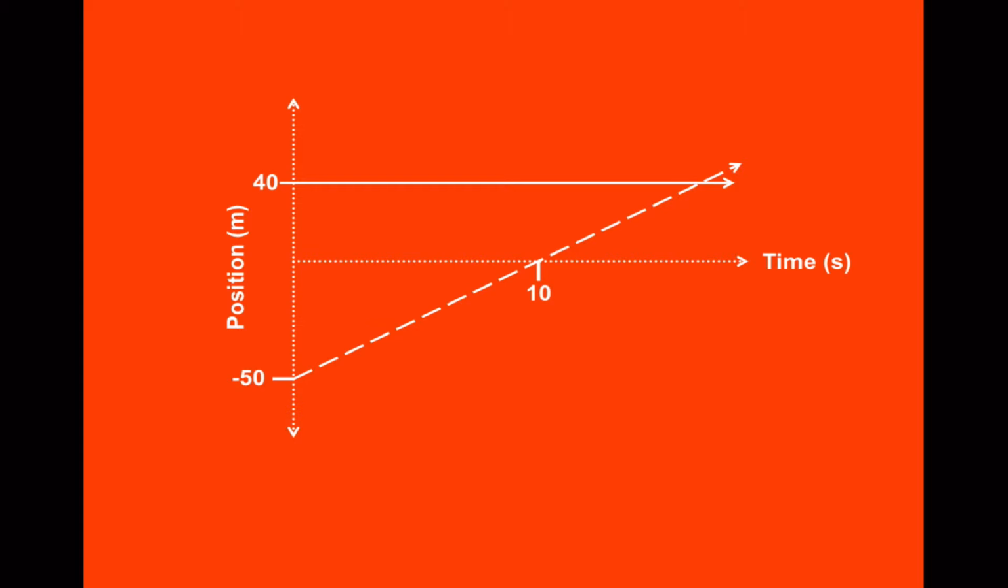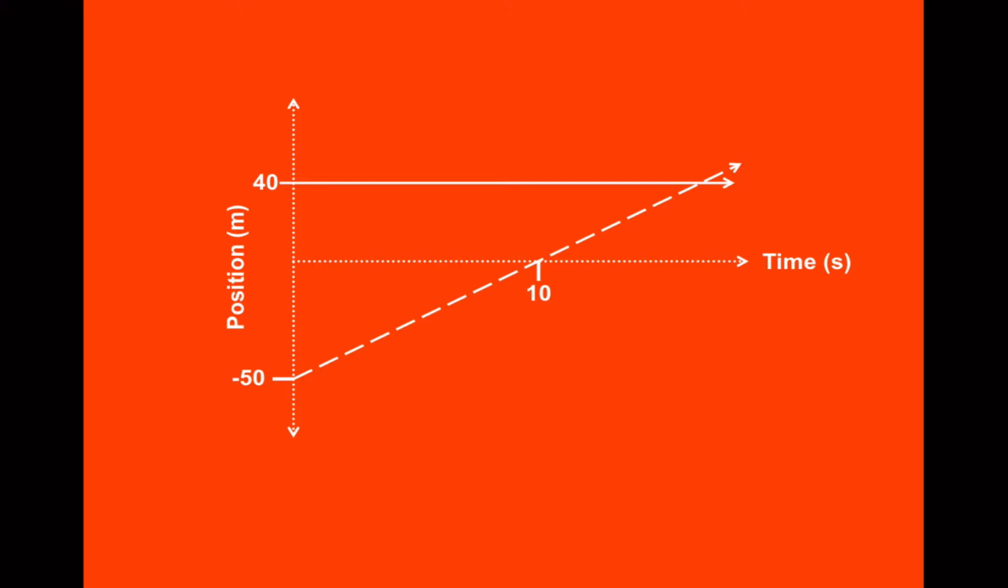So what do we have here? You have the solid line at a position of 40, and it never changes its position. So in a position time graph, that horizontal line means position isn't changing, and it means its velocity is 0. So the solid line shows a velocity of 0.